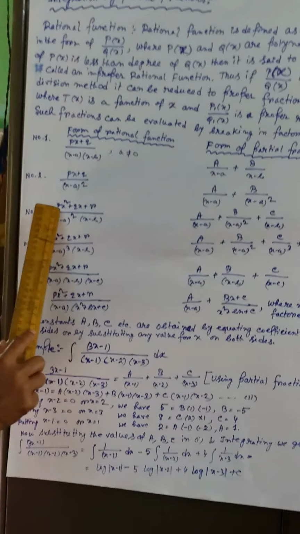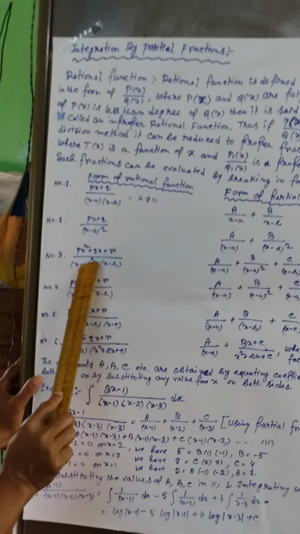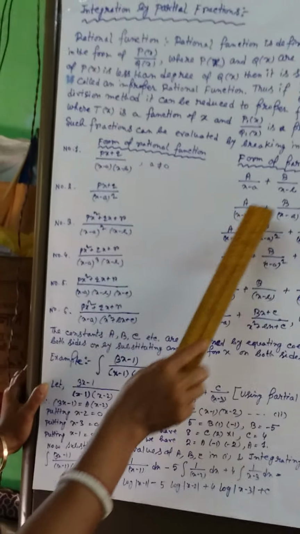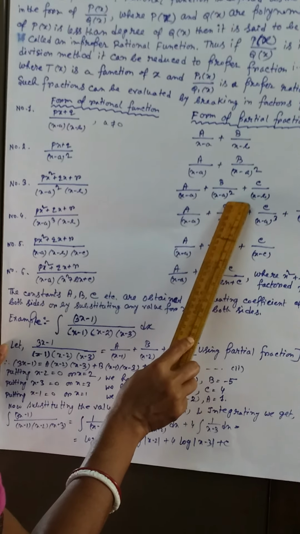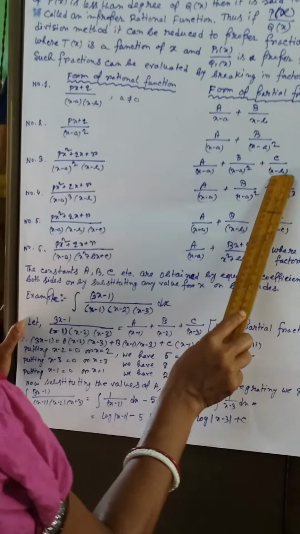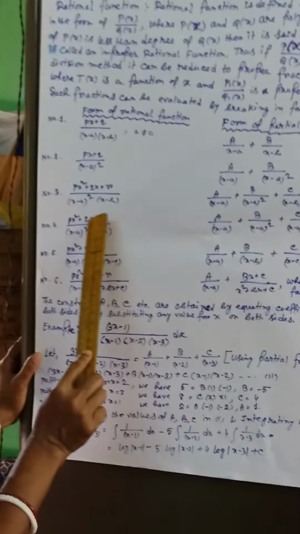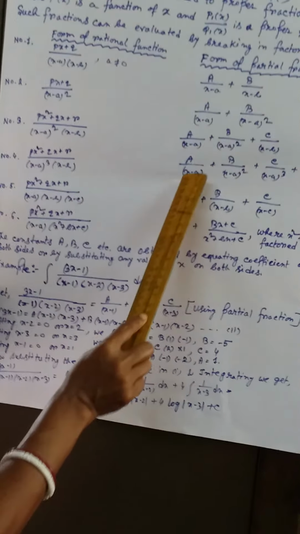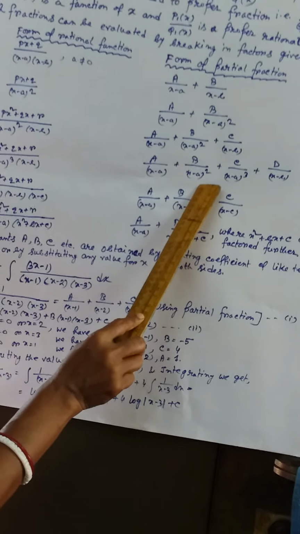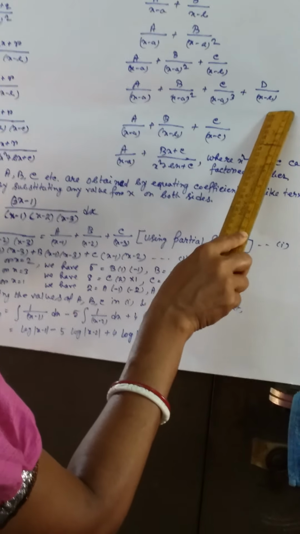And number 3: if the form is (px square + qx + r)/((x - a) whole square into (x - b)), then the partial fraction is A/(x - a) + B/(x - a) whole square + C/(x - b). Number 4: if the fraction is (px square + qx + r)/((x - a) whole cube into (x - b)), then A/(x - a) + B/(x - a) whole square + C/(x - a) whole cube + D/(x - b).